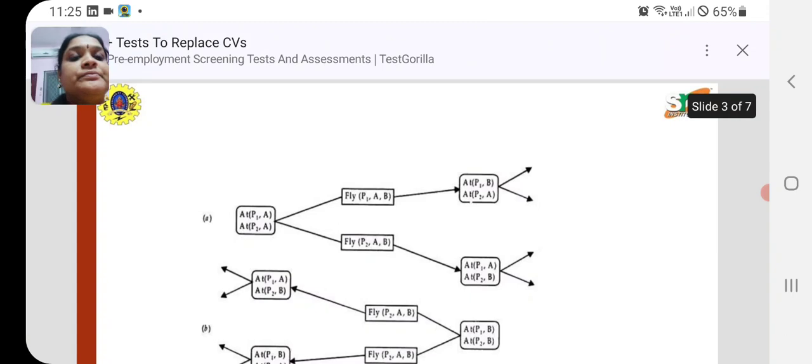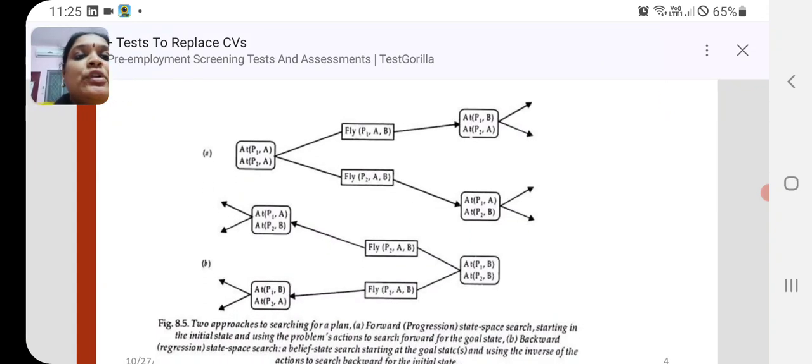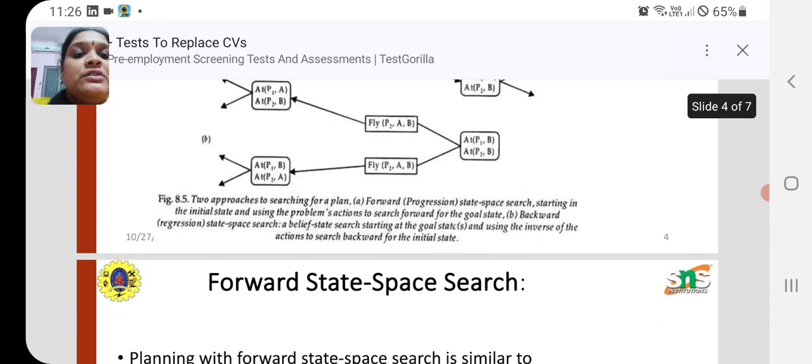Here we can see the example of forward and backward search, which we have seen in the previous video, how the forward search will be and how the backward search will be. Forward will start with the initial state, and backward will start with the final state. So that's what forward means. Progression means forward state space search, which starts in the initial state and ends with the goal state, whereas backward will start in the goal state and end in the initial state.